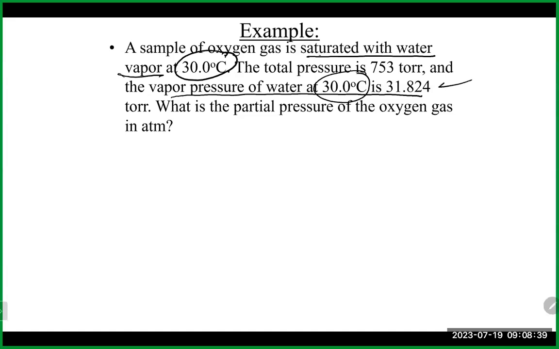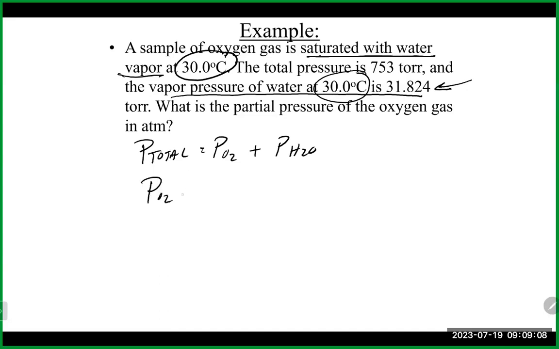In most problems, this would be a value you would have to go look up, and a lot of times they don't give it to you in the actual problem. There should be a table in your chapter that looks like that. So we have the situation that our total pressure is equal to the pressure of the oxygen gas plus the vapor pressure of water. The total pressure is given to us as 753 torr. By the way, in the laboratory, the total pressure would be your barometer reading for today.